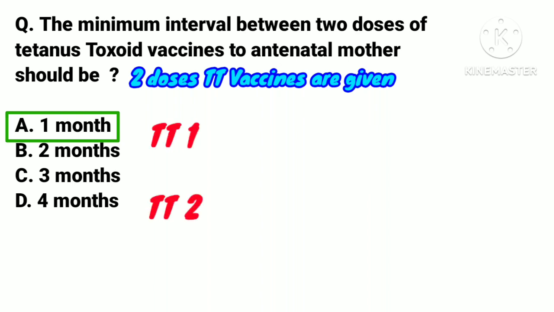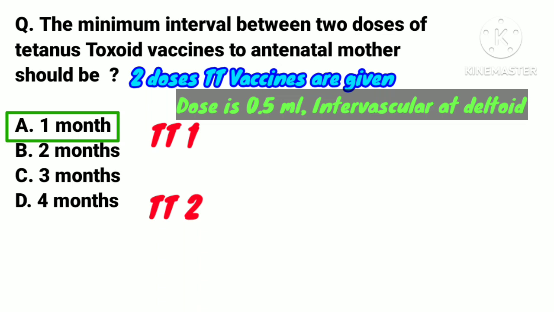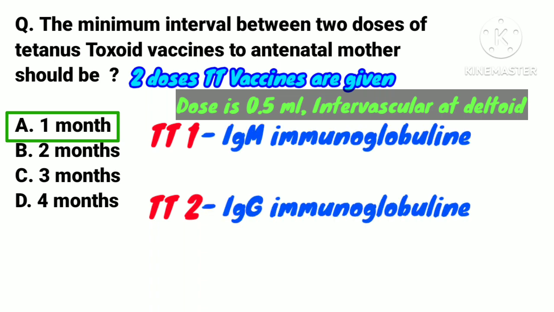and TT2. First, the TT1 vaccine is given, then at least 1 month after TT1, the TT2 vaccine is administered. TT vaccine is always administered intramuscularly, 0.5 ml at the deltoid muscle. TT1 vaccine protects the mother by producing IgM immunoglobulin, and TT2 vaccine protects the child by producing IgG immunoglobulin. Remember, both TT1 and TT2 vaccines are given to pregnant women only during antenatal care.